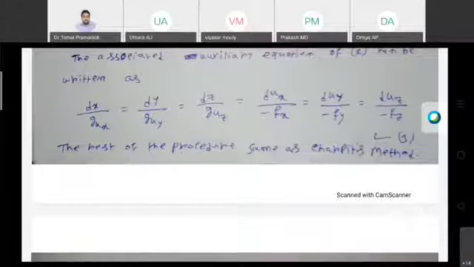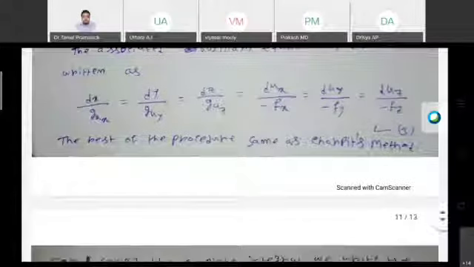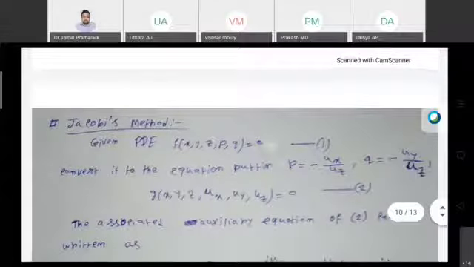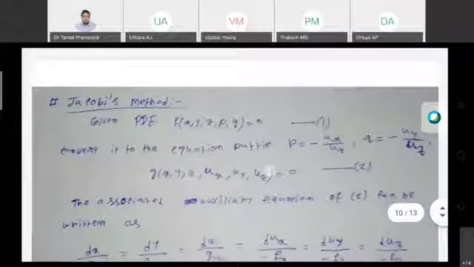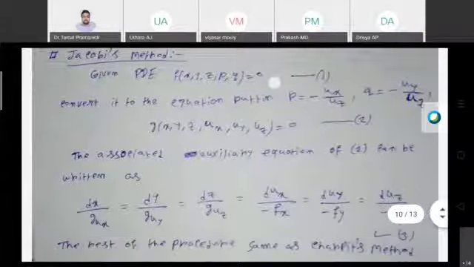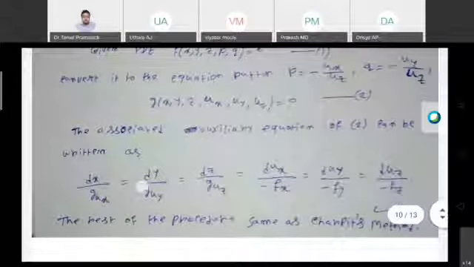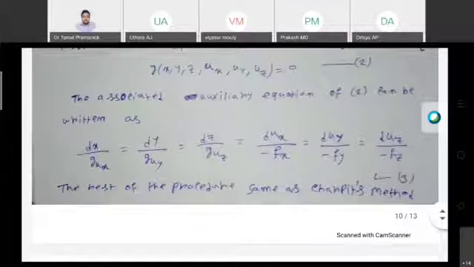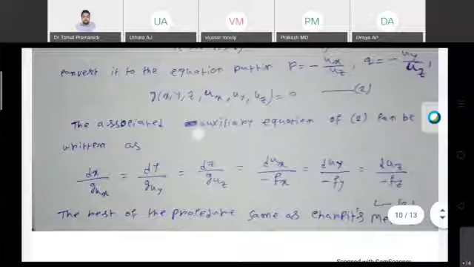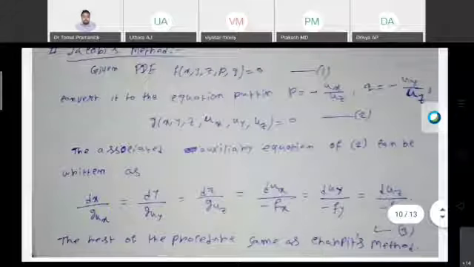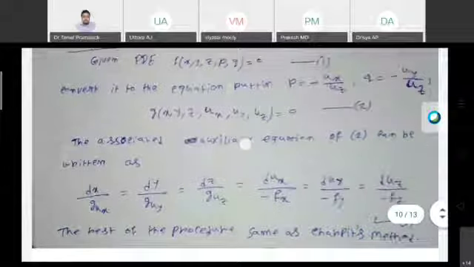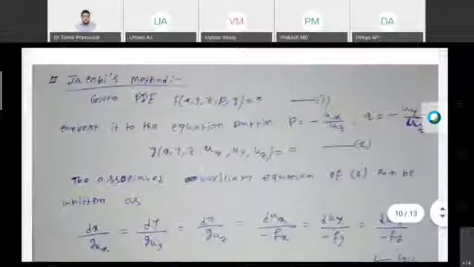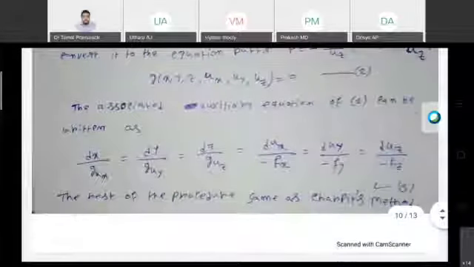So the rest of the procedure follows from Charpit. If the equation is already given directly in this form, then you directly write that auxiliary equation and solve it. You don't need to convert again. And if it is not given in this form, you need to convert it if you want to apply Jacobi, and then you can go through the same way.